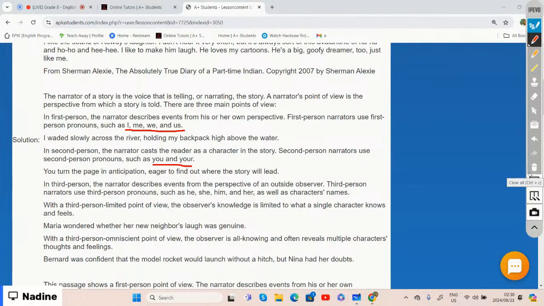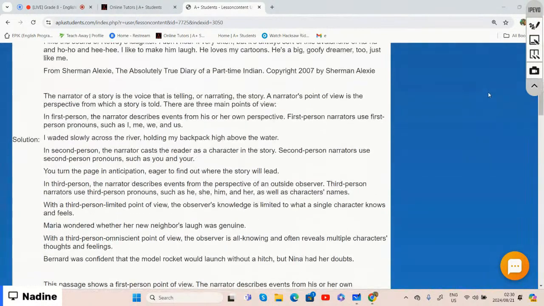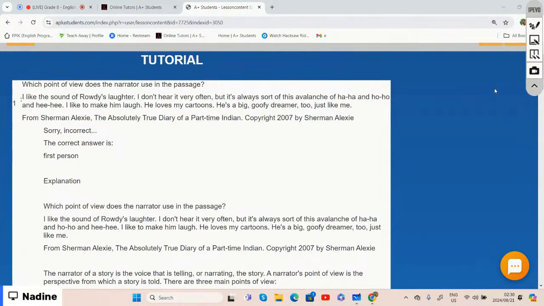All right, so now we're going to look at our activity. It says, which point of view does the narrator use in the passage? So we're either going to say if the narrator uses the first person point of view, the second person point of view, or the third person point of view within the story.